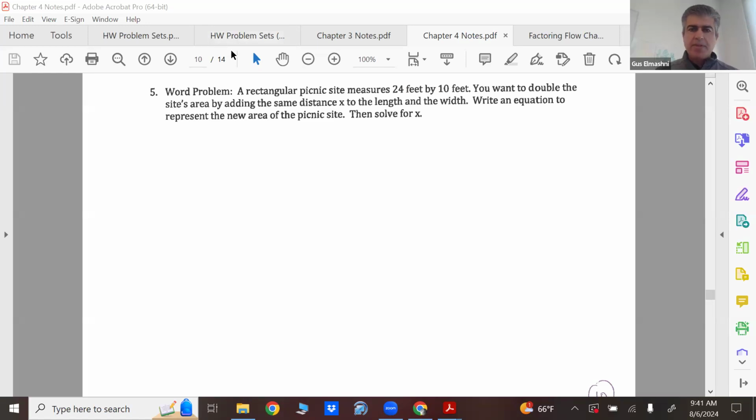A rectangular picnic site measures 24 feet by 10 feet. You want to double the site's area by adding the same distance x to lengthen the width and length. Write an equation representing the new area of the picnic site and solve for x. Okay, it's a little tricky.